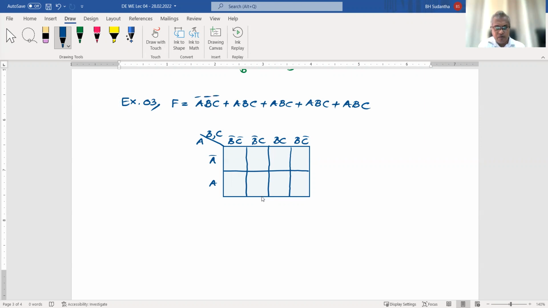This is A bar, B bar, C bar, A, B, C bar, A bar, B, C bar, and this is A, B bar, C bar. A, B, C, plus A, B bar, C. Shall we try this?